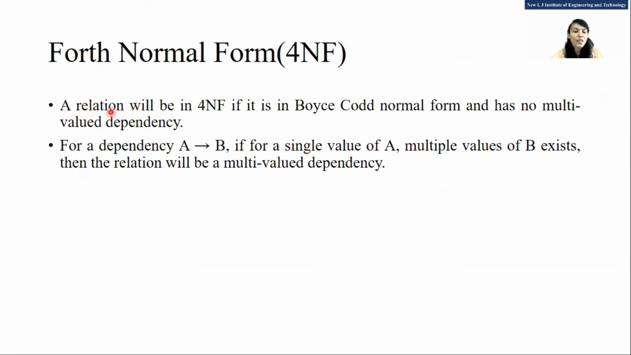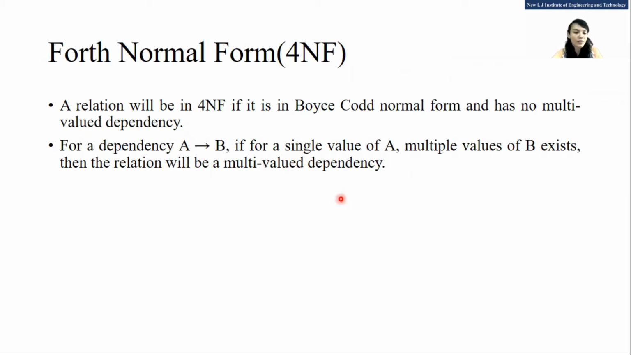Then after that I have fourth normal form. What is fourth normal form? A relation will be in 4NF if it is in Boyce-Codd normal form, because that is the previous normal form, and has no multi-valued dependency. Now what is multi-valued dependency? For a dependency A determines B, if for a single value of A we are getting multiple B values, then the relation has a multi-valued dependency.